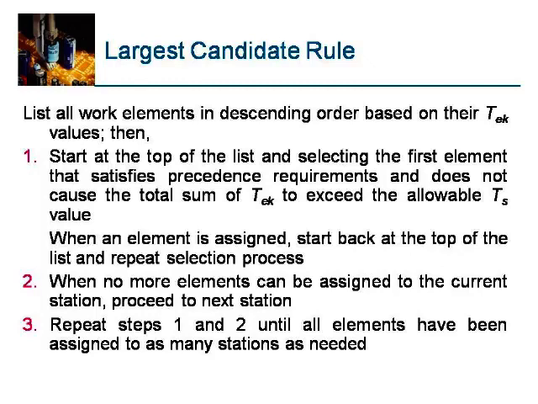Then start at top of the list and select the first element that satisfies the precedence requirement and does not cause the total sum of TEK to exceed the allowable TS value. When an element is assigned, start back at the top of the list and repeat selection process. When no more elements can be added to the current station, proceed to the next station. Repeat the steps 1 and 2 till all elements have been assigned to as many stations as needed.